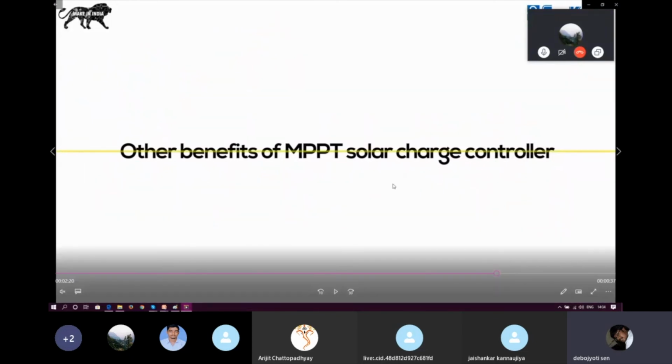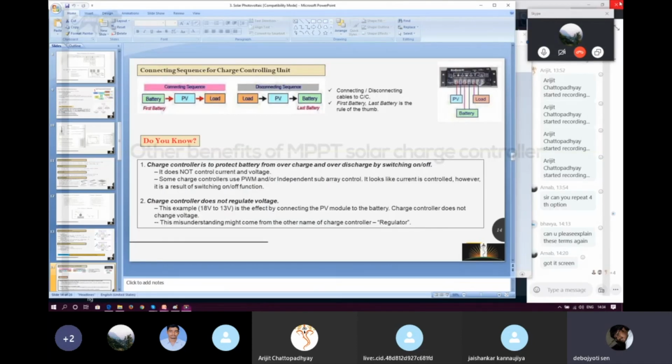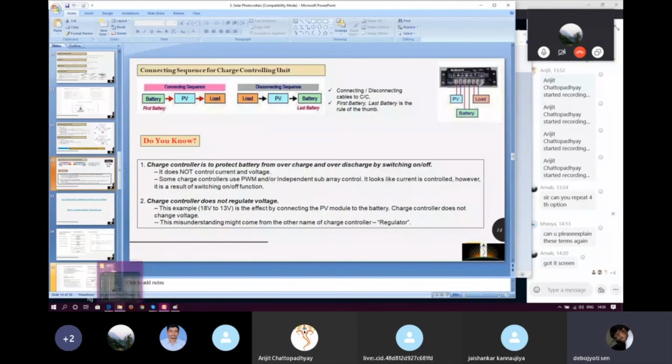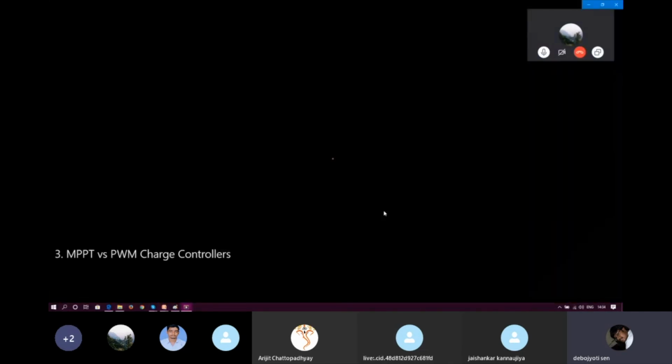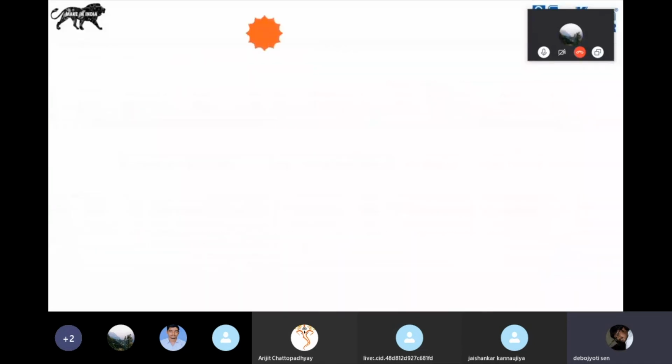Now we will come to the charge controller types, because charge controllers are of two types. One is the PWM type and one is the MPPT type. So we are going to see another video which would explain the difference between these two types of charge controllers. Let's see. Again, the courtesy of the video goes to Sucam, because Sucam has made this video.